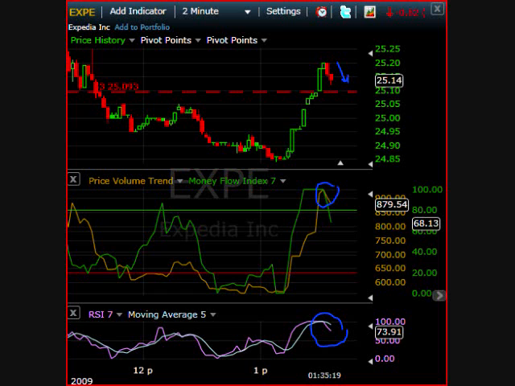From there, what happens is you can see that that point was a good point to go ahead and take your profit because price started to decline after RSI got up to that 100. Then you have the RSI crossing over its moving average.